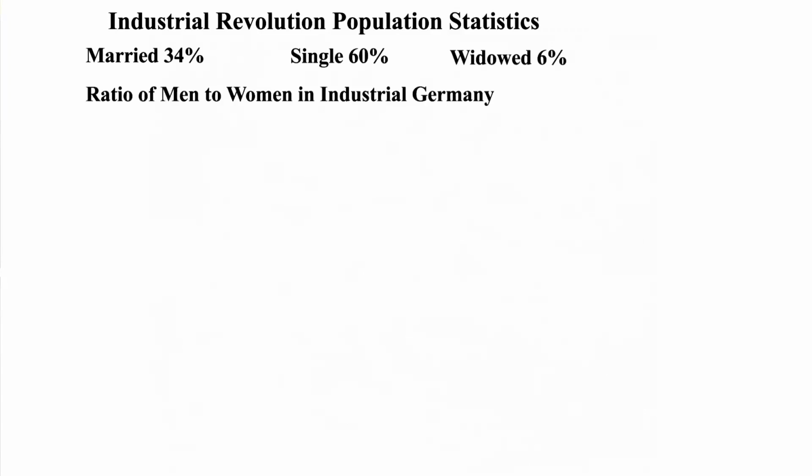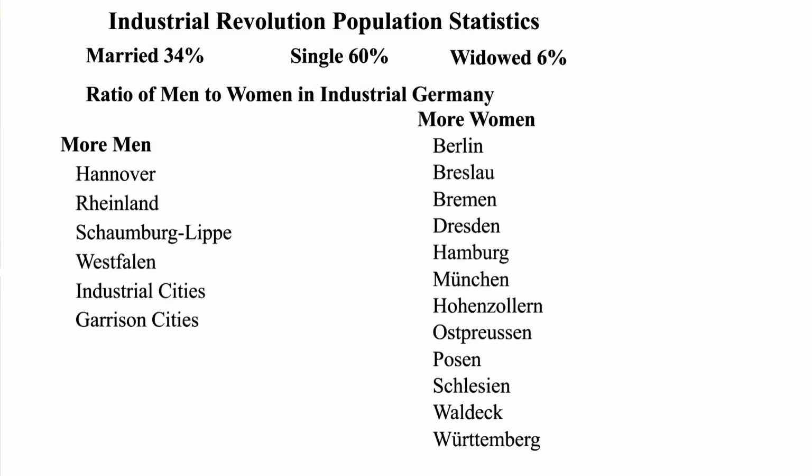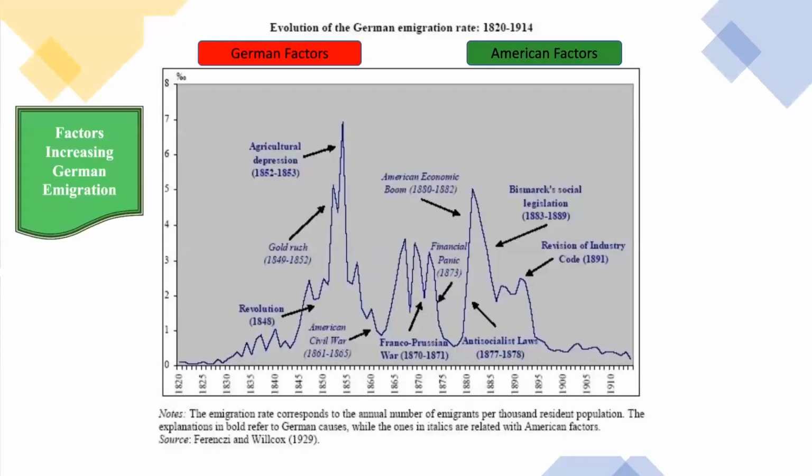Industrial population statistics. 34% of those working in industrial areas were married. 60% of them were single. 6% of them were widowed. Distinction in industrial areas pertaining to female and male populations. The following are areas where men went to find work, and the following are areas where women went to find work.